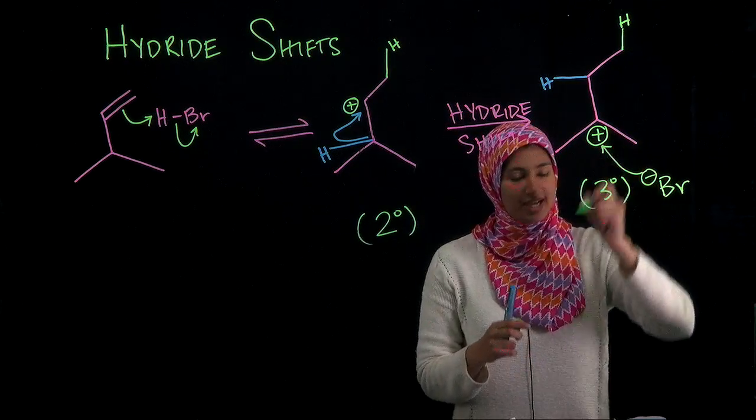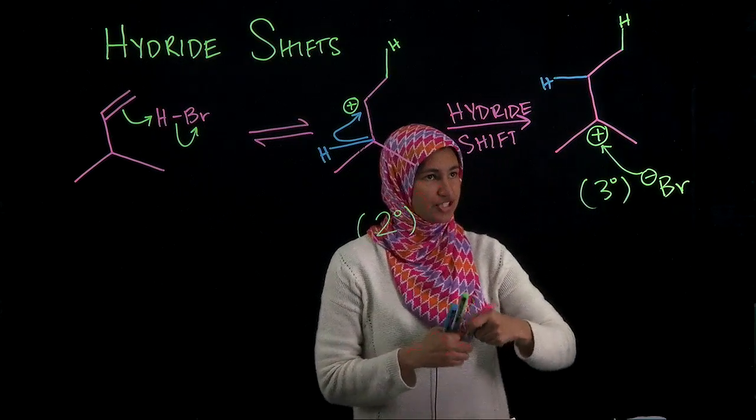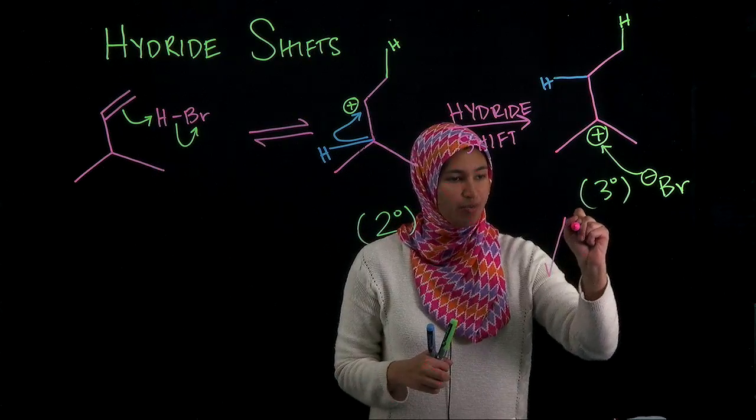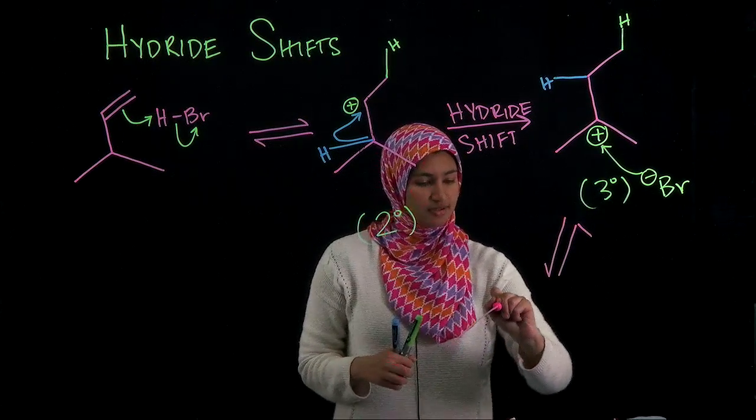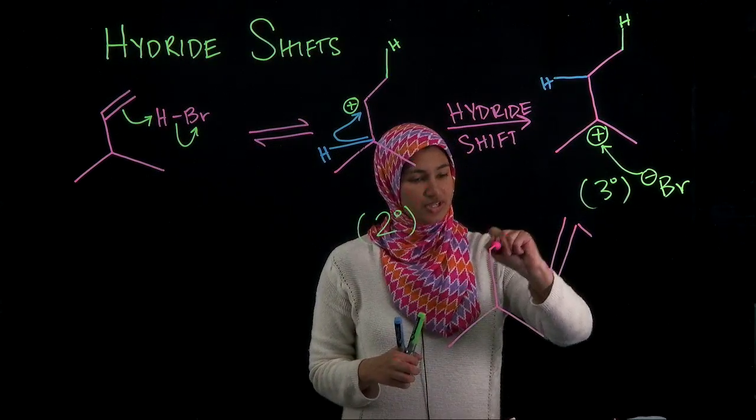So continuing our reaction from this point, we had our bromide anion hanging out over here. It's going to attack this electron deficient region, producing our final product, which is right here.